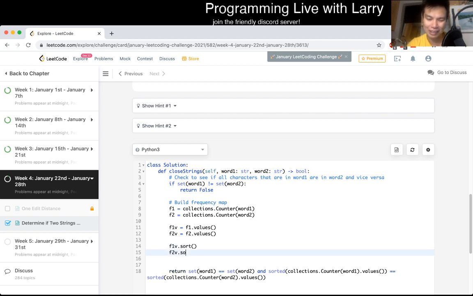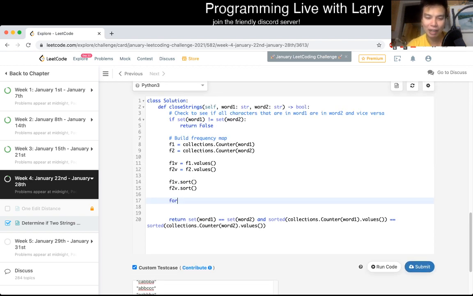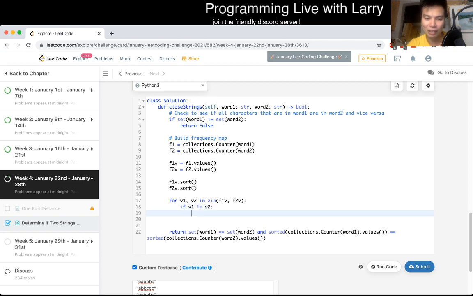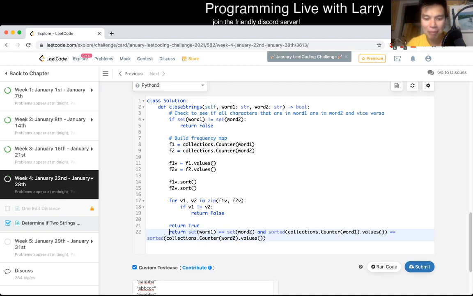This is roughly what I would do in another language, given that some of the comparisons are not the same. So we have, for V1, V2 in zip of F1 values, F2 values: if V1 is not equal to V2, return false. Otherwise, return true. So that's basically the same code, but in a slightly more readable way. Basically, zip lines up the two frequency maps.